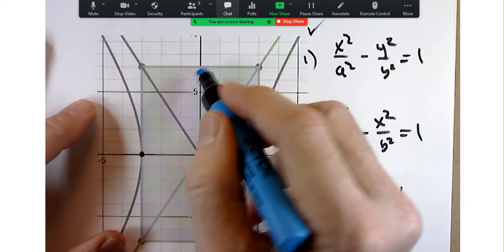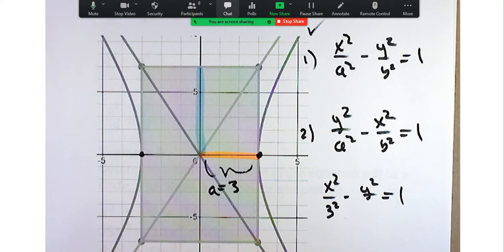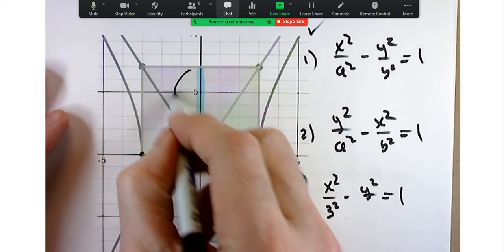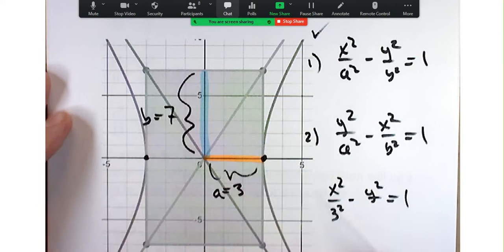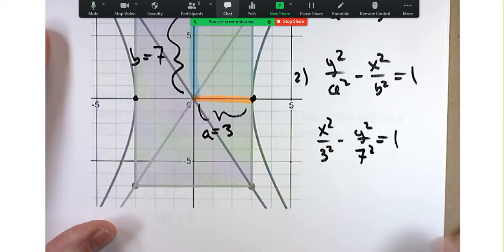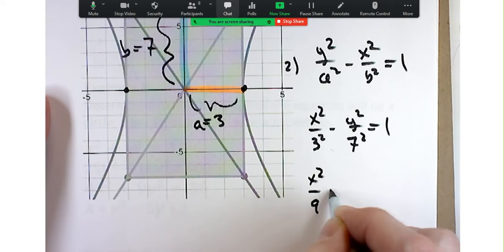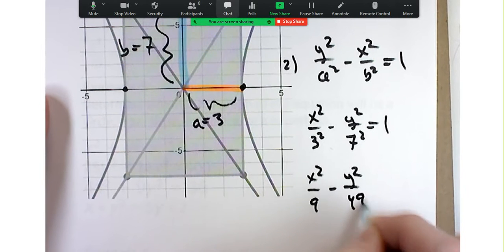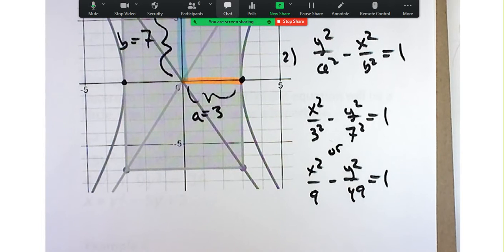I can't really remember how WebAssign asked this particular problem, but from the graph that I gave you, you should be able to determine b quite readily. Any comments or guesses as to what b must be? 7. Good. So y squared over 7 squared, and that's it. Now you could also write it as x squared over 9 minus y squared over 49 equals 1. WebAssign should accept either of these, but it's up to you.